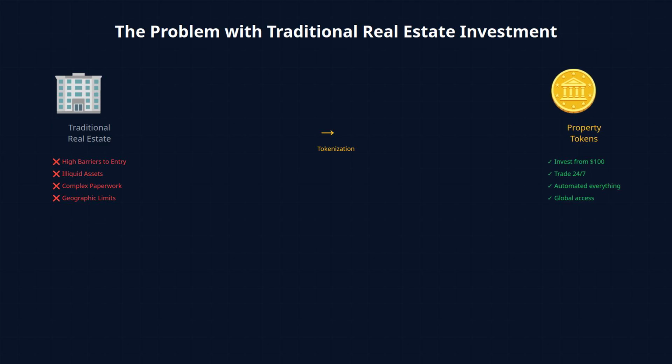Traditional real estate investment has always been exclusive. High minimums, illiquid positions, complex paperwork, and slow settlement times. SecondaryDAO changes this with blockchain technology. We enable fractional ownership, instant trading, and automated operations, making real estate accessible to everyone, not just the wealthy.